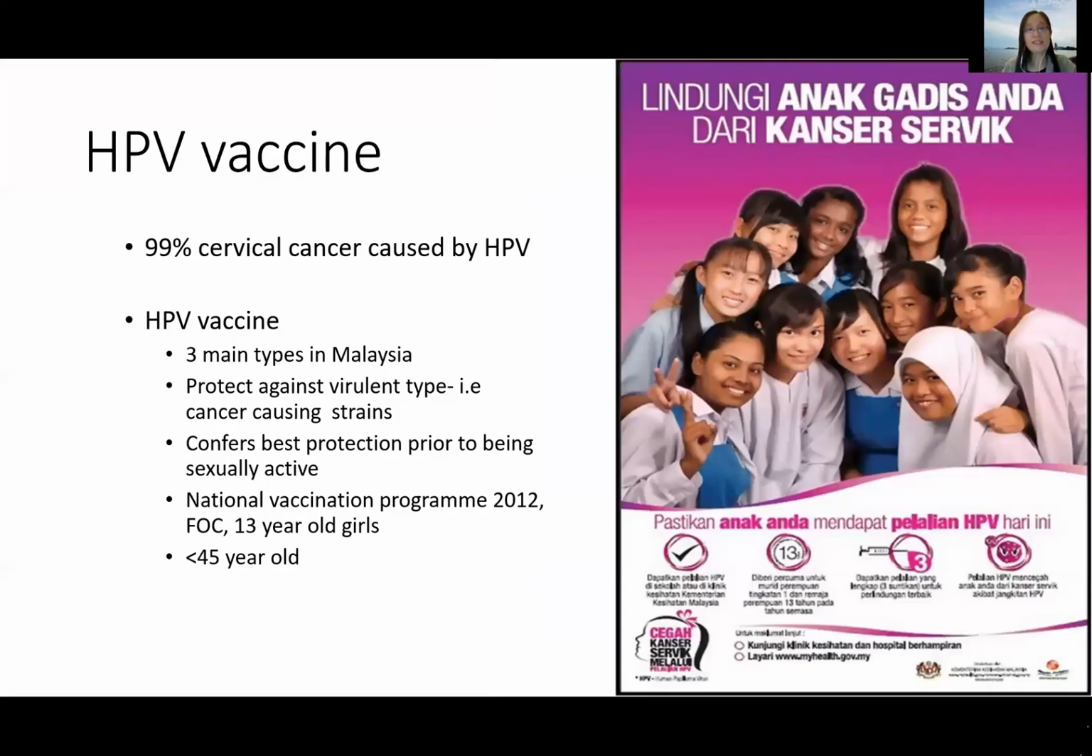So the HPV vaccine has been introduced to our national vaccination program since 2012, and girls of 13 years of age are given free vaccination. There are 3 different types of HPV vaccines, providing either 2-strain, 5-strain, or 9-strain protection, and those virulent strains that can induce cancers are usually the ones used to make these vaccines.